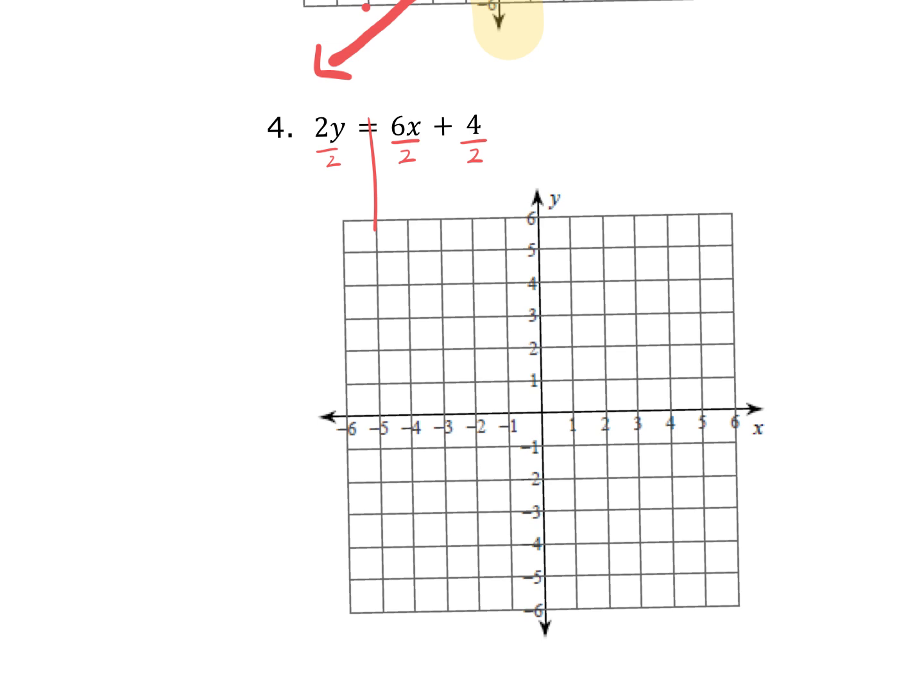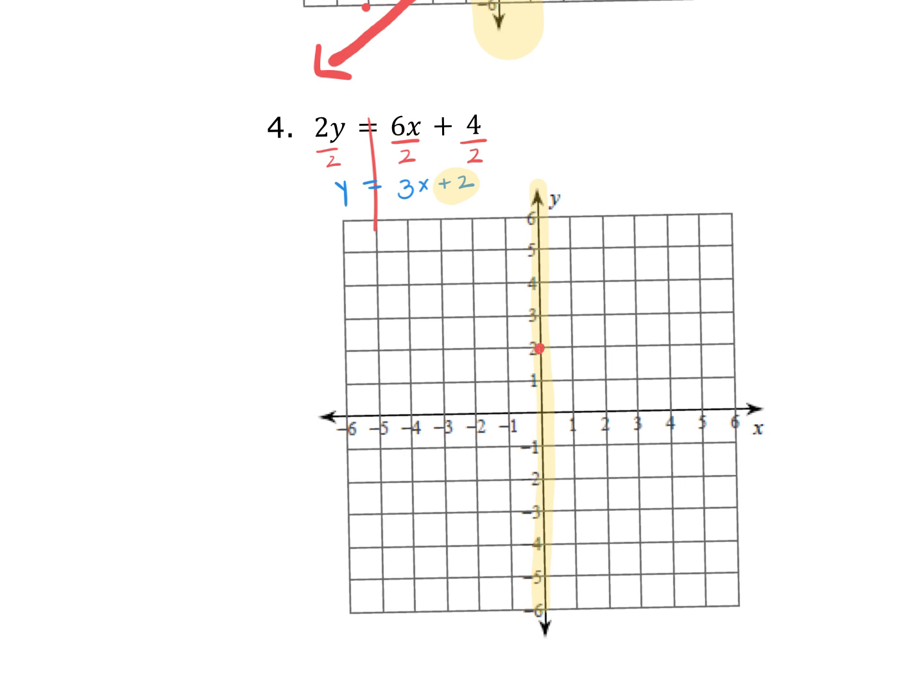Now I'm given y equals 6 divided by 2 is going to give me a 3. I still have an x. And 4 divided by 2 is going to give me a 2. So now I'm using that bottom equation, y equals 3x plus 2, and I'm going to plot that. So again, I'm going to start on my b value. That b value is going to go right here. So I'm going to start with a positive 2. So my positive 2 goes right here.